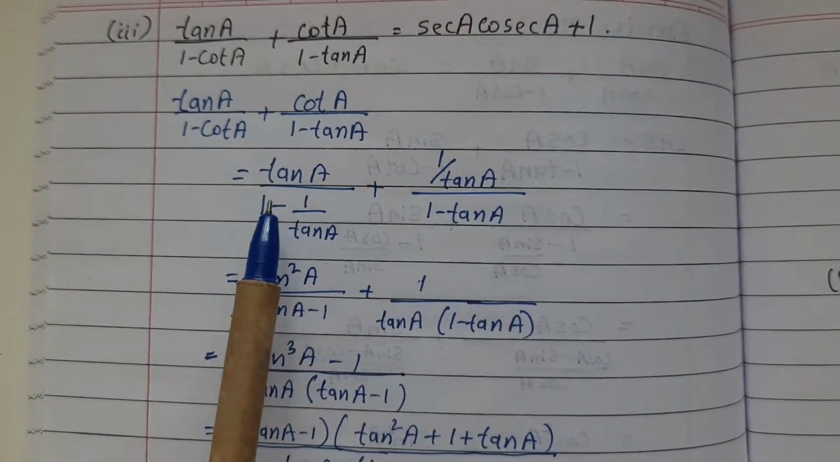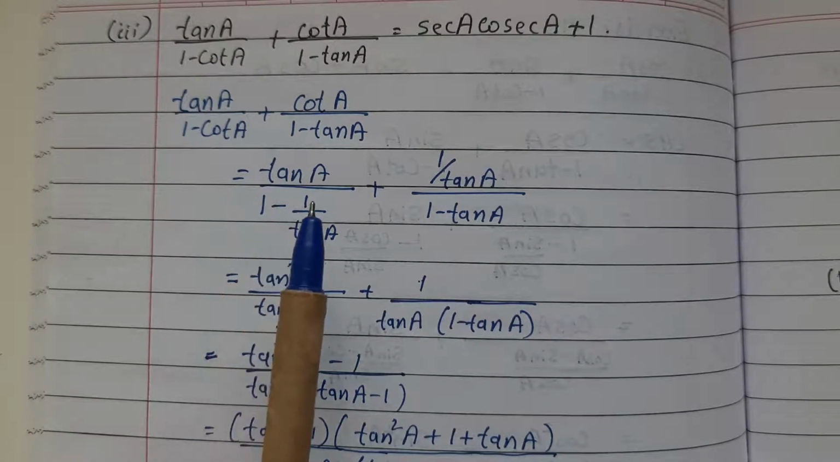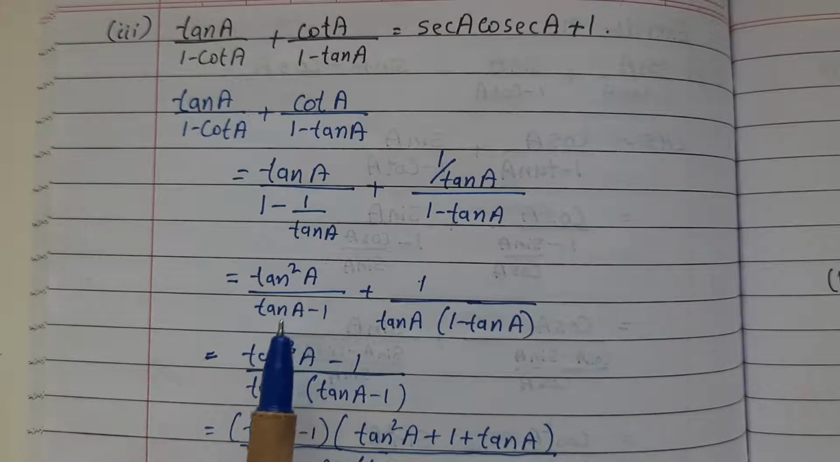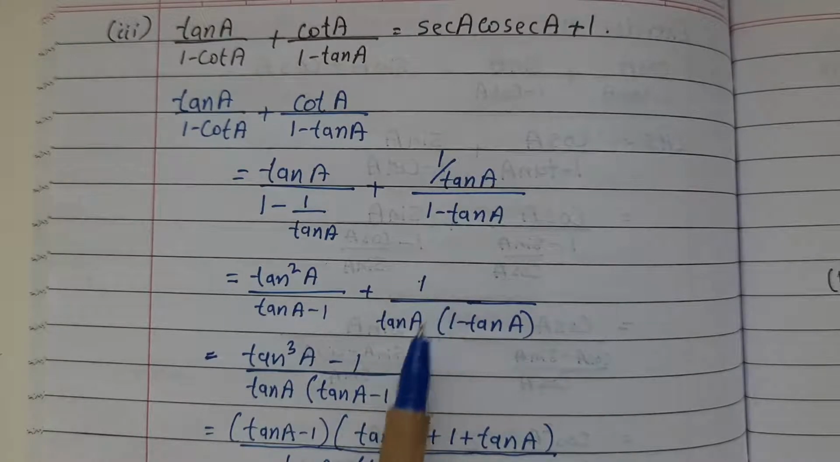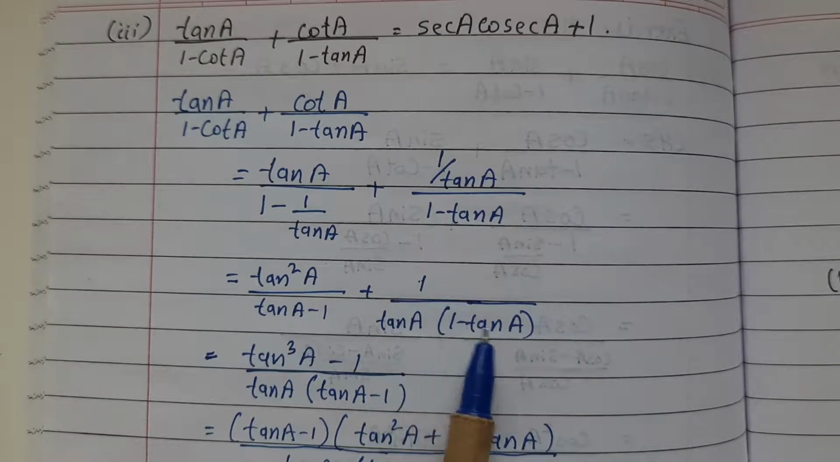Okay. Multiply and divide this term by tan A. So tan A minus 1 upon tan A. Tan A into tan A, tan square A upon tan A minus 1 plus 1 upon, take this term down, tan A into 1 minus tan A.